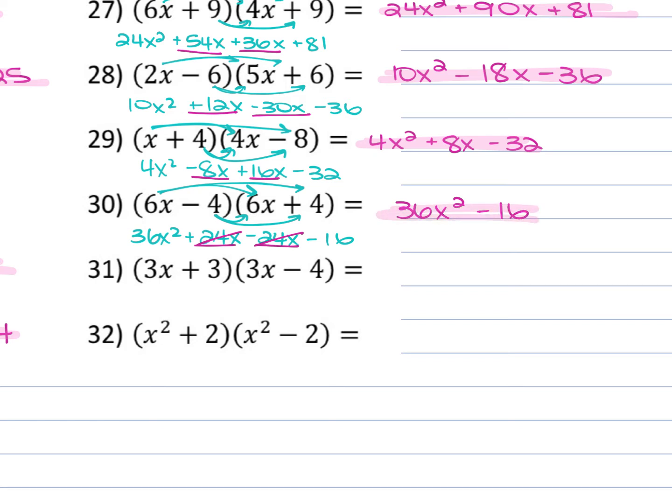For 31, we have 3x plus 3 times 3x minus 4. So 3x times 3x is 9x squared. 3x times negative 4 is negative 12x. The 3 times 3x is positive 9x. And 3 times negative 4 is negative 12. Combine your like terms. You have 9x squared minus 3x minus 12.